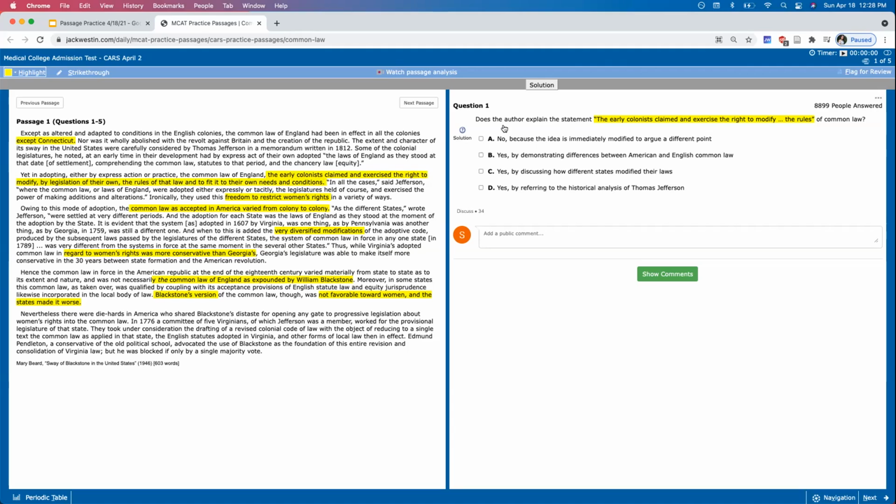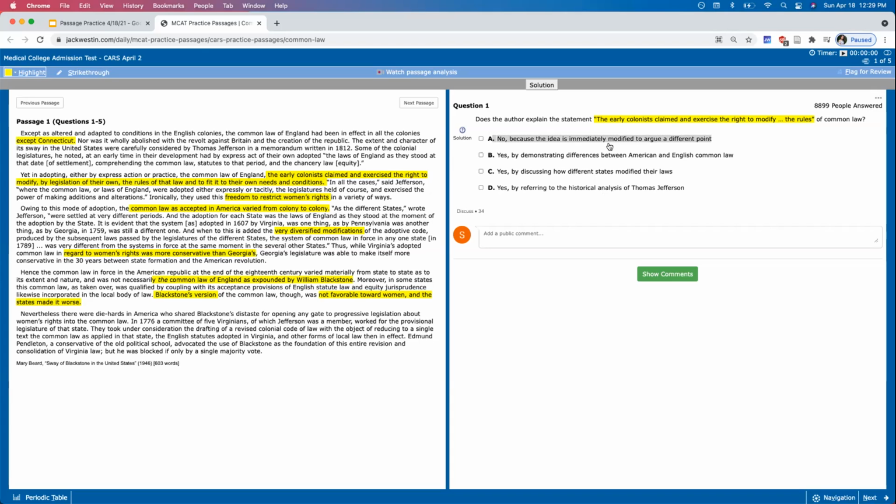And how did the author explain that statement? So the early colonists claimed and exercised the right to modify by legislation of their own the rules of that law and to fit it to their own needs and conditions. And then we have a quote by Jefferson to support that the common laws were adopted and they were either added to or altered. So that's what is supporting this statement. So we want to look for an answer that best supports that.